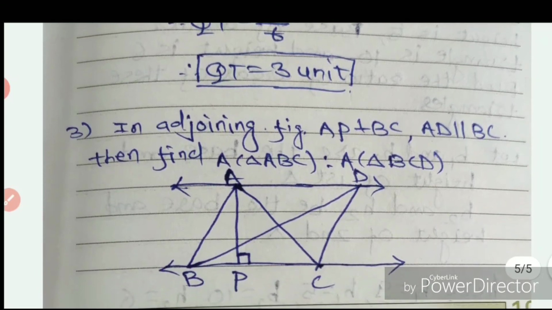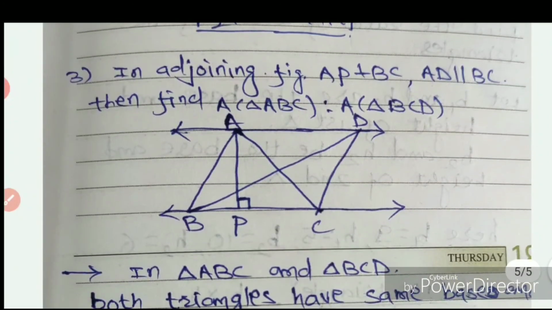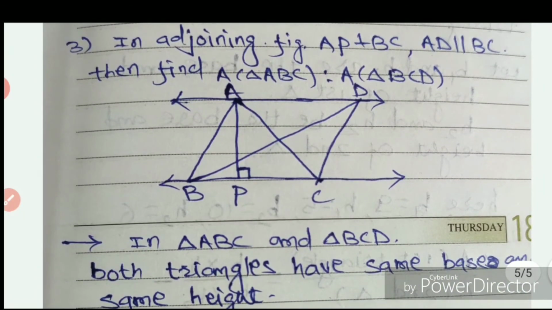Now the third example in practice set 1.1. In the adjoining figure, AP perpendicular to BC, AD parallel to BC, then find area of triangle ABC to area of triangle BCD. In the problem, triangle ABC and triangle BCD seen in the figure, these two triangles are between parallel lines, therefore their heights are equal, and these two triangles have the same base, that is segment BC.